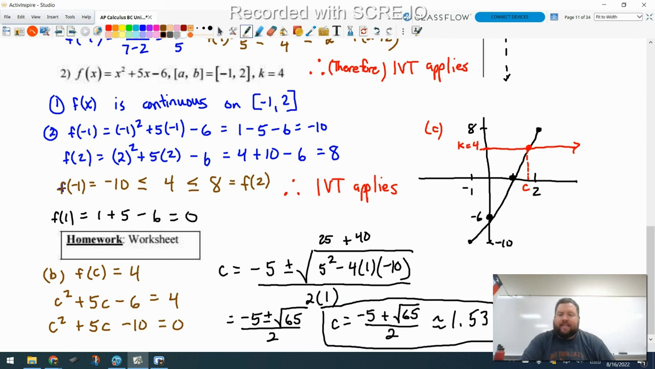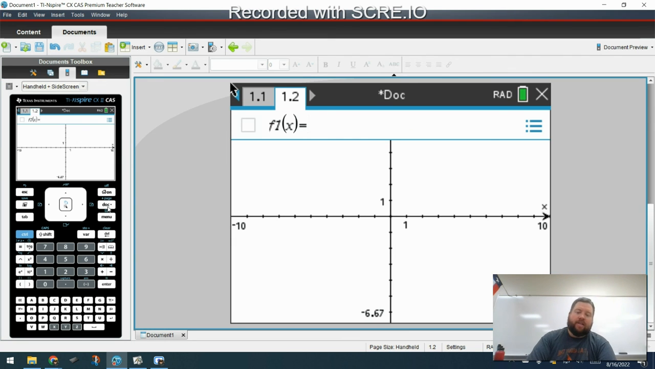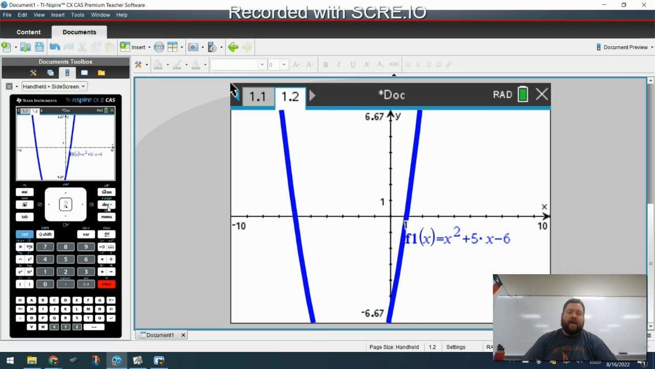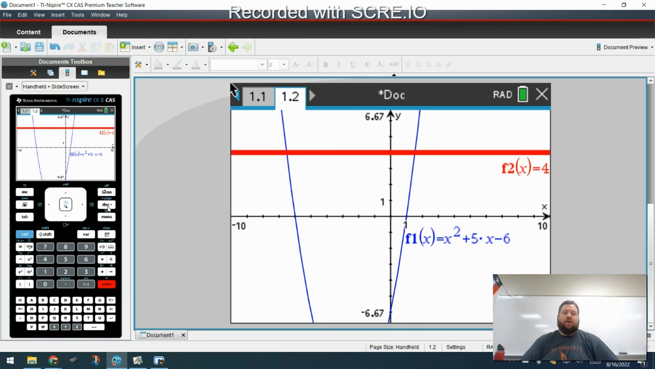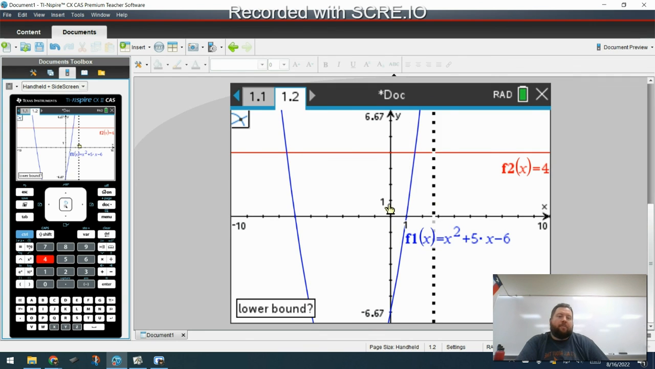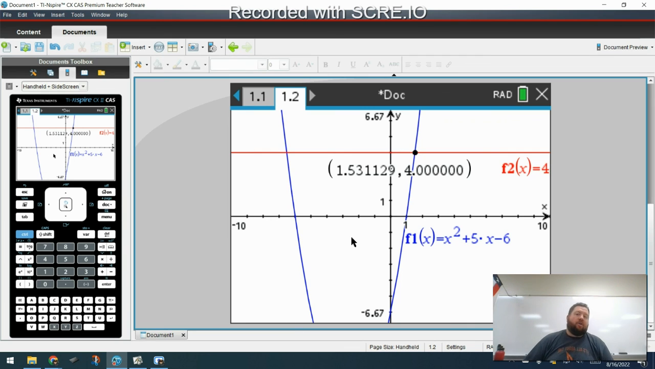All right, and just so you can see this, you could even do this equation right here. F of C is equal to 4 in your calculator. So if you pull up a graph, and then you have to use X, not C in the graph. So X squared plus 5X minus 6. So there's that. And then 4. And then you want to find the intersection, menu 6, 4. And we want the positive one because our interval is from negative 1 to positive 2. So we want this number right here. And there it is. So if you had a calculator available, you would not need to do quadratic formula. You just plug it in the calculator like that, find the intersection point, and that X value is your answer.